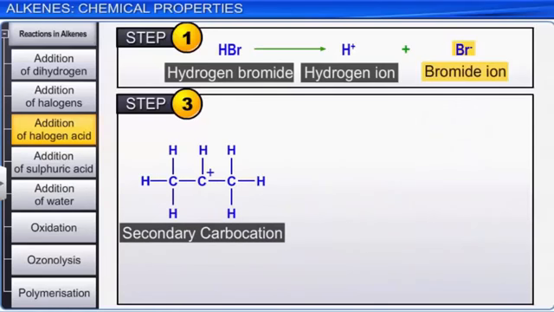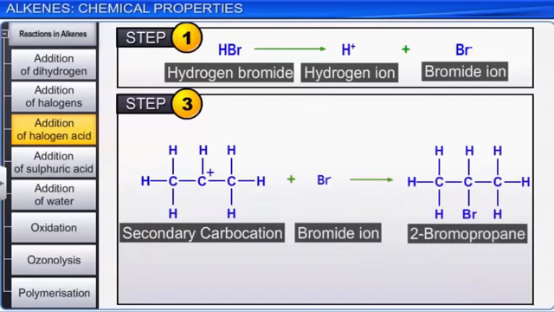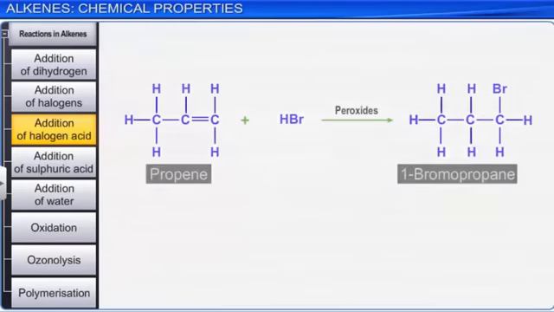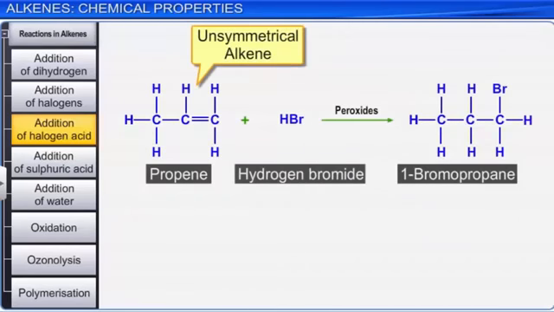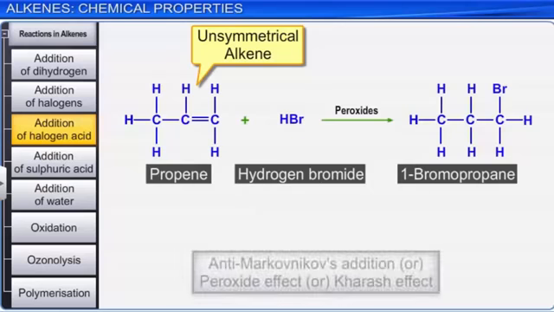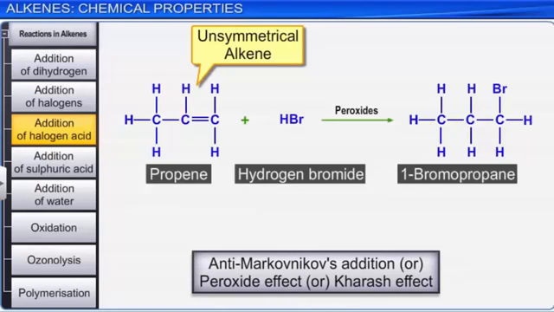Hence, 2-bromopropane is a major product. However, the addition of hydrogen bromide to unsymmetrical alkenes like propene in the presence of peroxide is contrary to Markovnikov's rule and is known as anti-Markovnikov's addition, or peroxide effect, or Kharash effect, as it was first observed by M.S. Kharash and F.R. Mayo in 1933 at the University of Chicago.